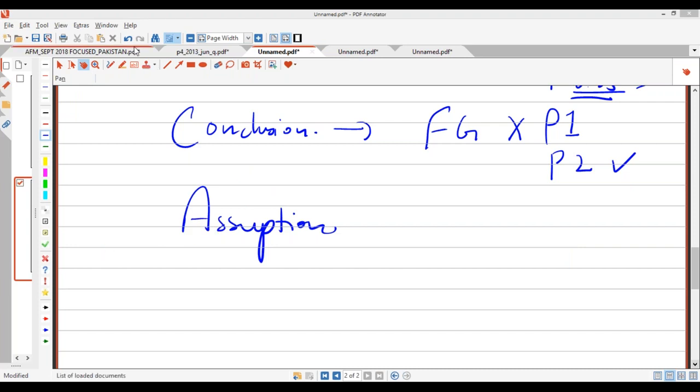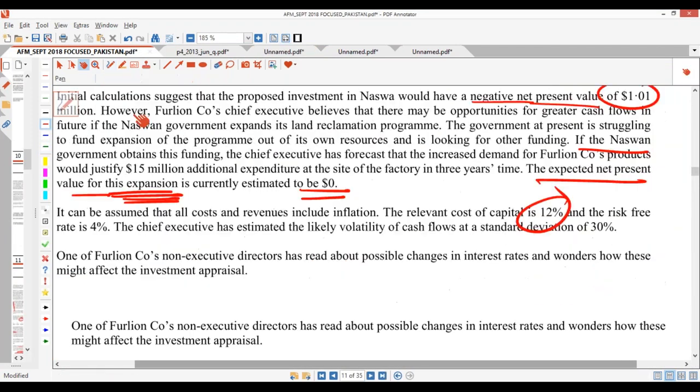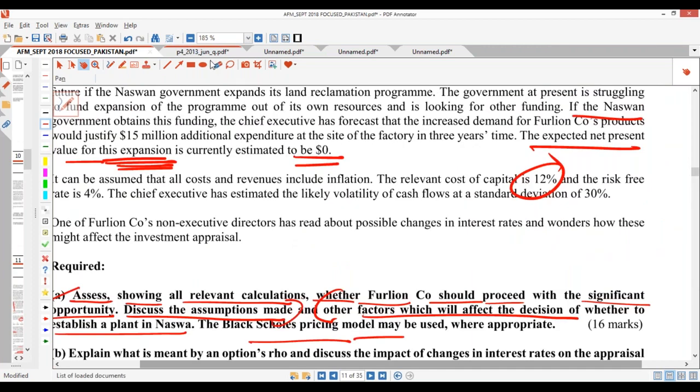Other factors we're going to have here. What are the other factors? We're going to talk about general factors, risk, maybe funding, maybe tax concessions, maybe there's employee availability. Do you have any employee availability? What is the reaction of the competitors? All these things you have to talk about.